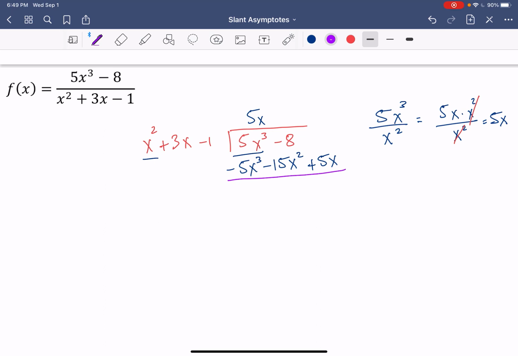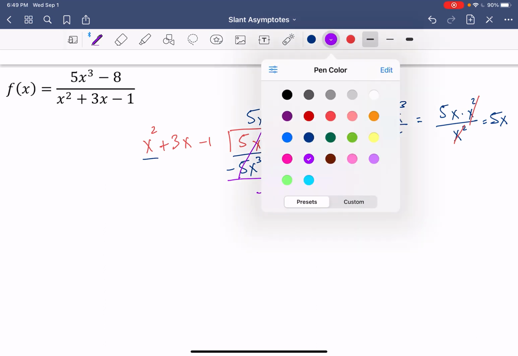So the 5x cubed minus 5x cubed cancel out. And now none of these terms that are left over are like terms, so I'm just going to write all of them in increasing order by the degree. So the x squared first, then the x, then the constant number. Okay. And so we're going to just repeat the same steps.